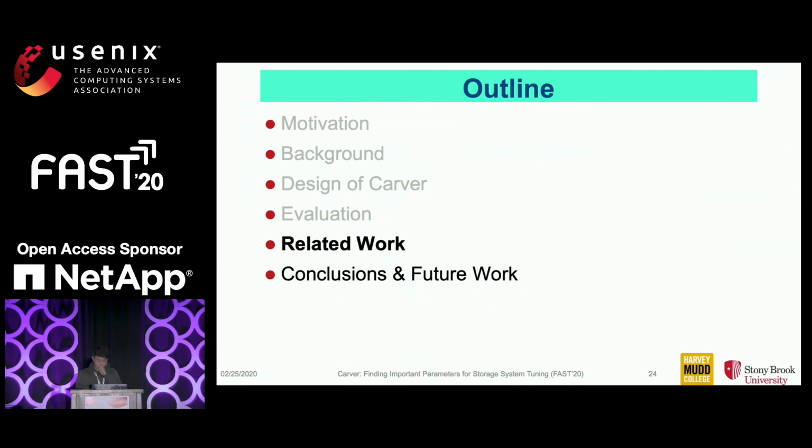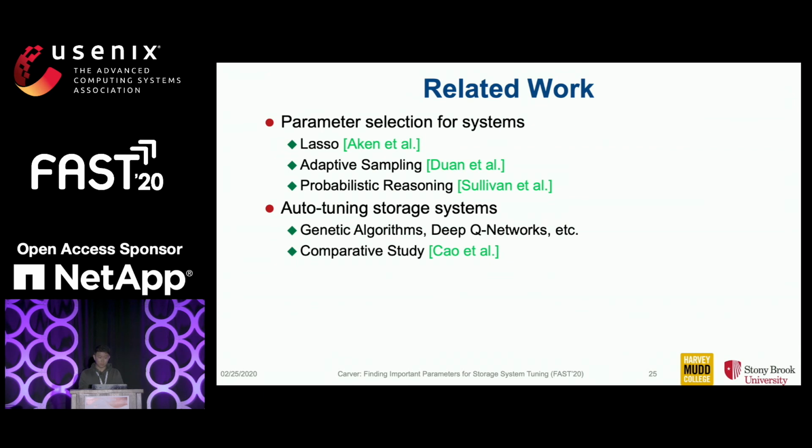Now I will discuss some related work of this project. Several works have been done on analyzing parameter importance for various computer systems. However, they are all not the best fit for storage systems. They either handle categorical parameters poorly or have scalability issues in high dimensional spaces. In our work, we took the first step in selecting important parameters for storage systems and chose a variance-based measurement for parameter importance.